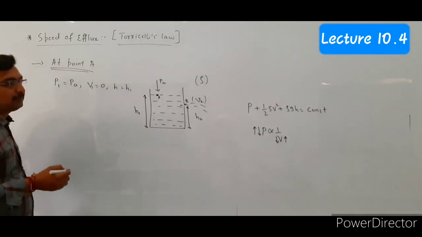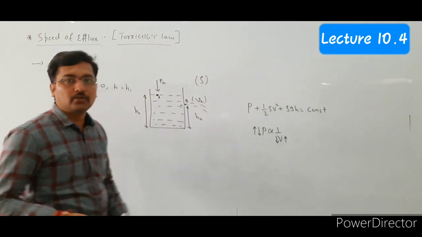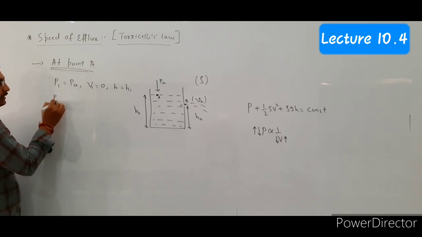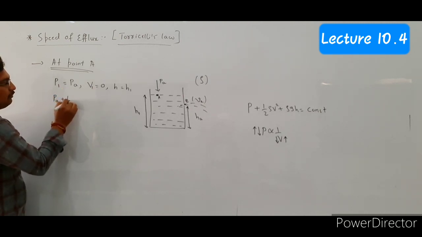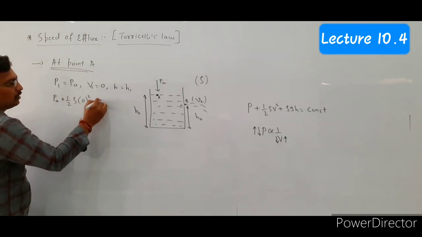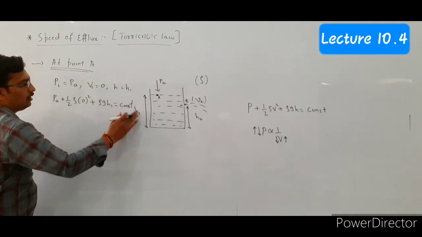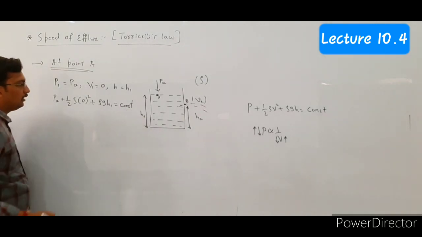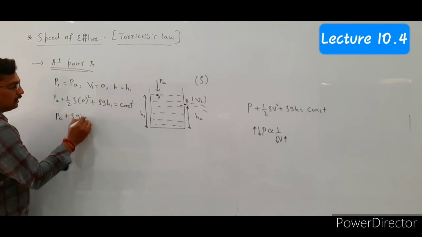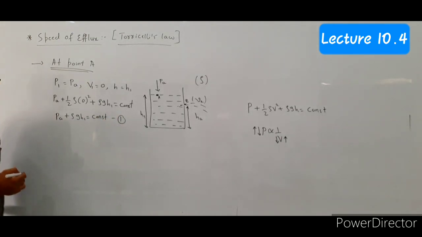Next, apply Bernoulli's principle. We already know the expression P plus 1 by 2 rho V square plus rho gh is equal to constant. Here the pressure P is atmospheric pressure P suffix A, plus 1 by 2 rho V1 square, where V1 is 0, plus rho gh1 is equal to constant. So P suffix A plus rho gh1 is equal to constant. This is our equation number 1.